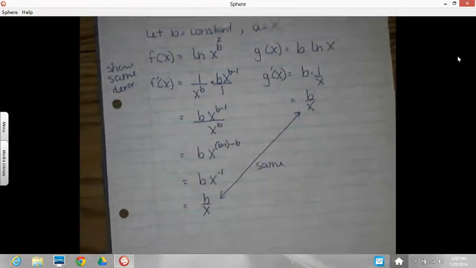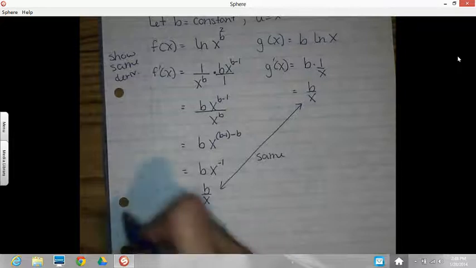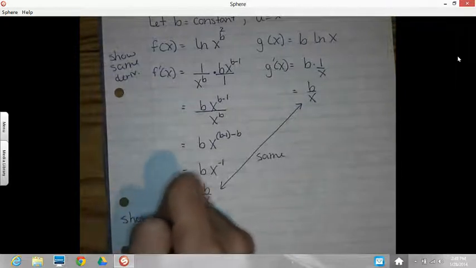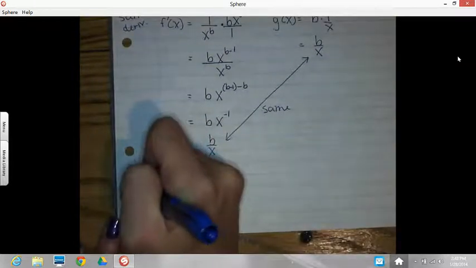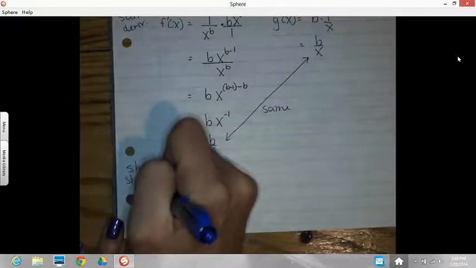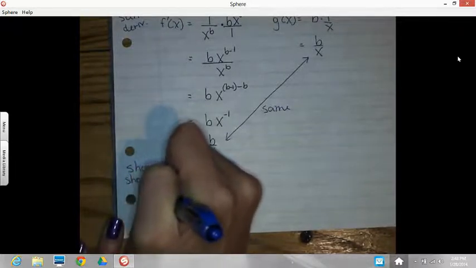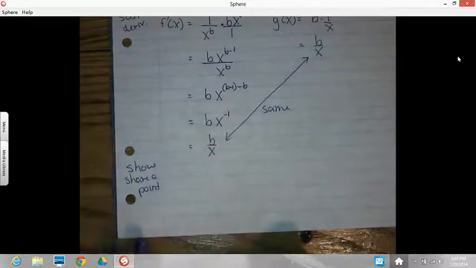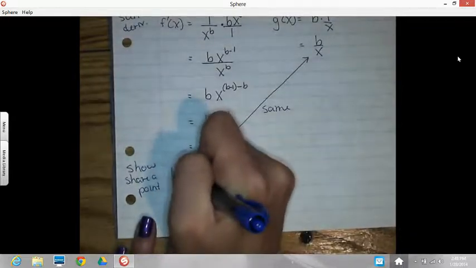And now I have to show that they share a point. And there's always a trick. The first one, we let x equal 1. The second one, we let x equal b. Here, we're back to letting x equal 1.